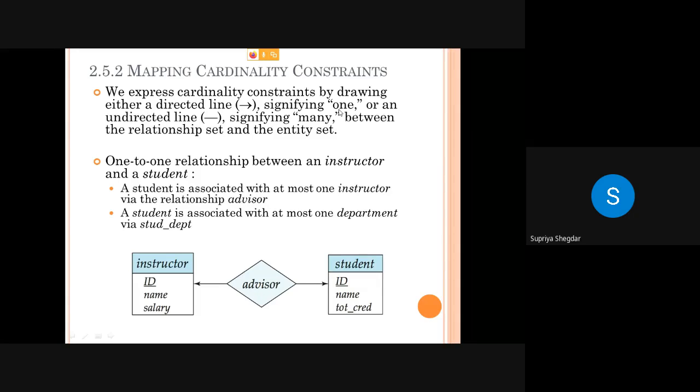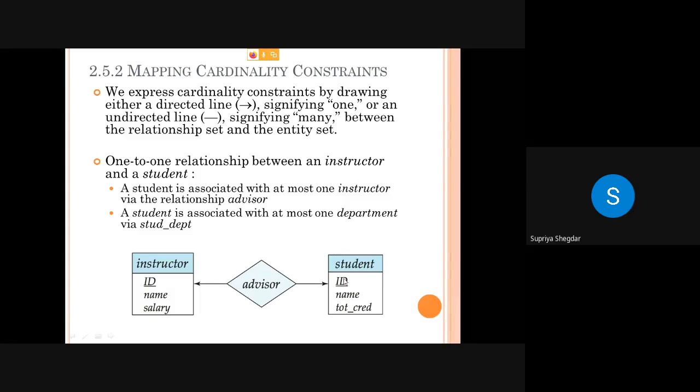In a one-to-one relationship, if we have drawn this arrow, then it is the one-to-one relationship. The undirected line, meaning simply a line, specifies the many part of the relationship. So here we have seen the one-to-one relationship between instructor and student.